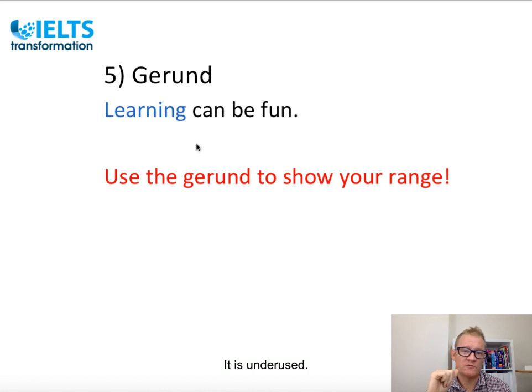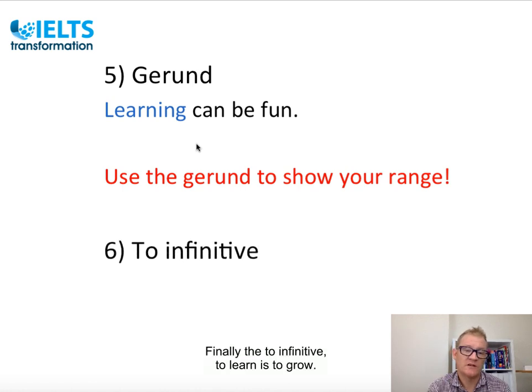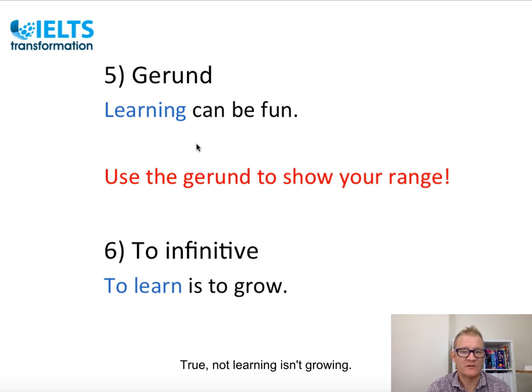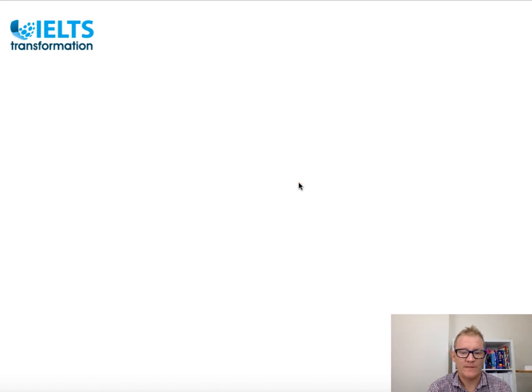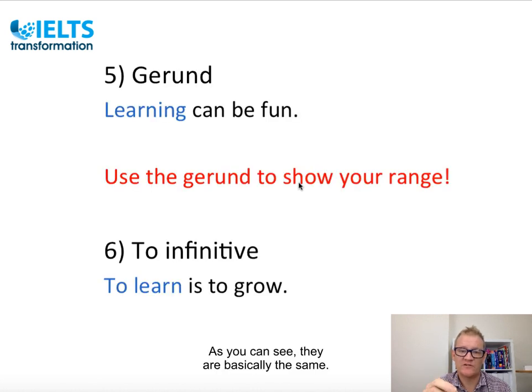So I'm suggesting that you do use the gerund. It is underused. Types 1, 2, 3, overused. Types 4, 5, 6, underused. Finally, the to infinitive. To learn is to grow. True. If you're not learning, you're not growing. That's my opinion. Basically, sorry, as you can see, they are basically the same. You can use them in the same way.